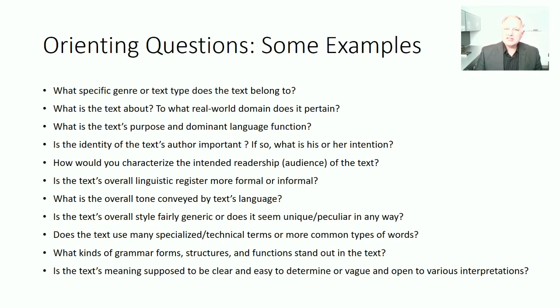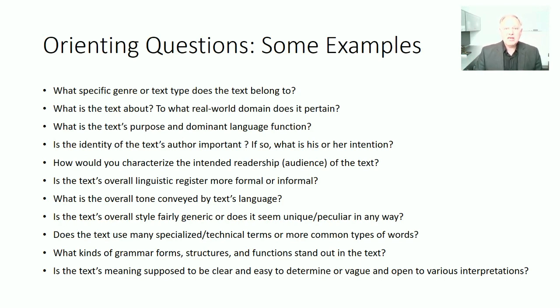What's the style of the text like? Is it fairly generic? Is it straightforward? Or is it more dense and complex, or unique, peculiar in some way? Style is nothing more than how a particular author or text uses or combines the elements of language. Does the text have many specialized or technical terms, or does it rely on more common everyday types of words? When thinking about grammar, what kinds of grammar forms, structures, and functions stand out in the text? Do you notice a lot of past tense? Do you notice a lot of gerund forms? Do you anticipate using the subjunctive, for example, if you're translating into a Romance language?